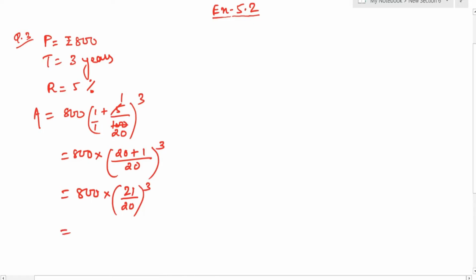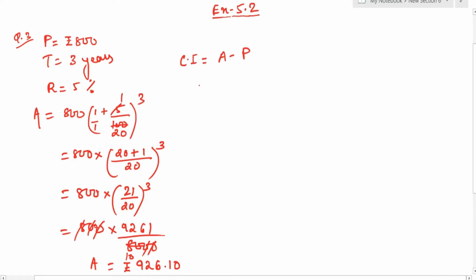Now again, you know that the cube of 21 is 9261 and the cube of 20 is 8000. So all 2 zeros are going to be cancelled and 8 tens are 80. On dividing it by 10, we are getting the amount as 926 rupees and 10 paise. This is the amount. Now we need to find out the CI. The formula of CI is amount minus principal. The amount we have is 926 rupees and 10 paise, and the principal given to us was 800 rupees. On subtracting, we get 126 rupees and 10 paise. This is the required CI.